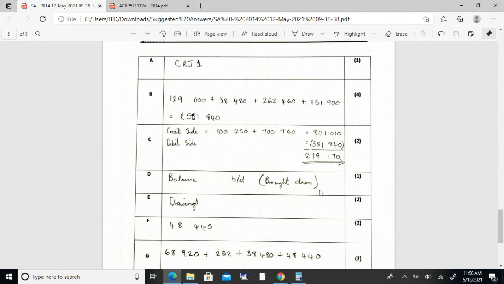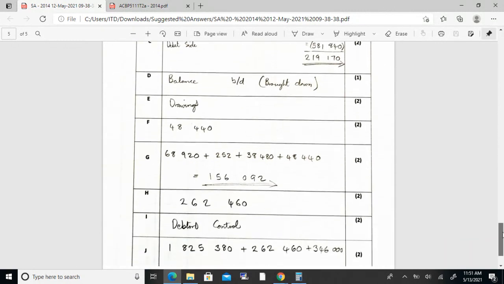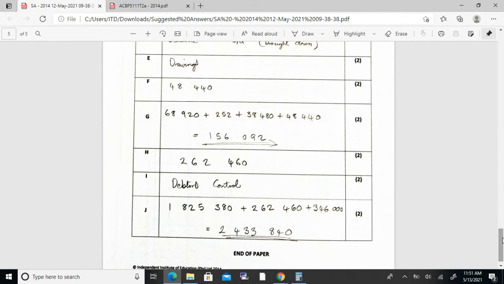Then for F, there you can see debtors control DJ4. That happened on the 31st. So let's go to the debtors journal. Output VAT is 48,440, and that's how we got that amount. And G, obviously, you're just adding up everything that you have there on the credit side of your output VAT.